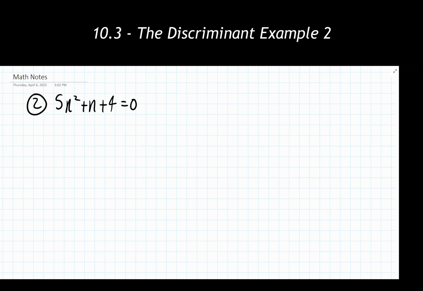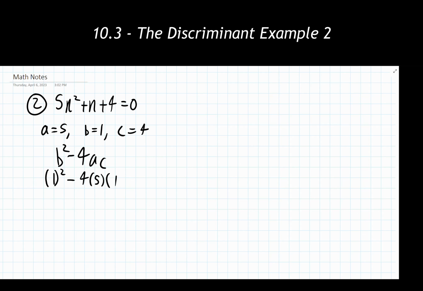For example 2, we are going to follow the same process that we did with example 1. Everything is already in standard form, so we're good there. I'm now going to identify my a, b, and c values. a is 5, b is 1, and c is 4. I'm writing out the discriminant here for myself one more time. I would recommend that you make a habit of writing this out as many times as you need until you have it committed to memory. That generally tends to work fairly well.